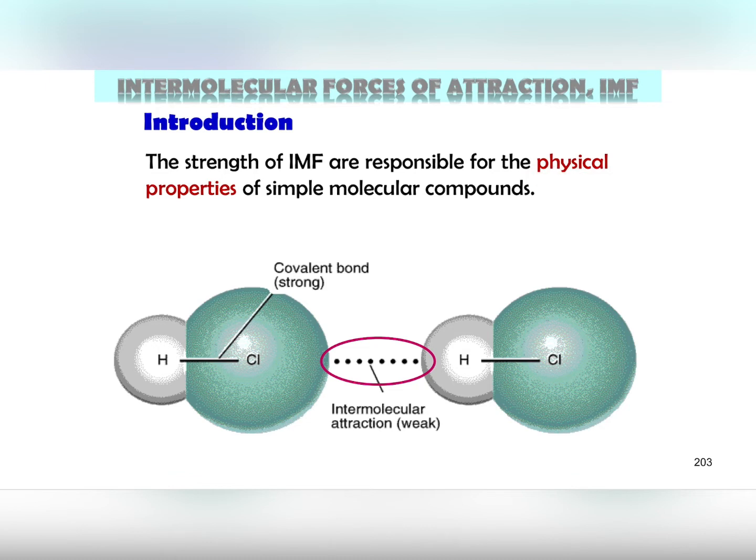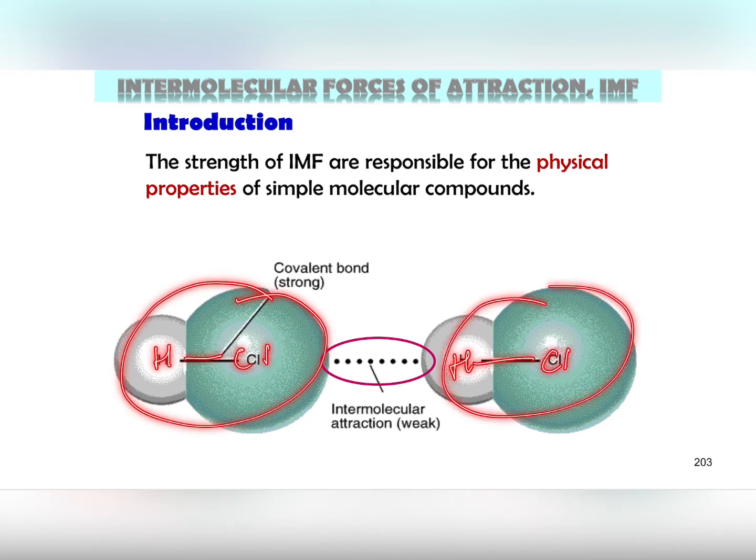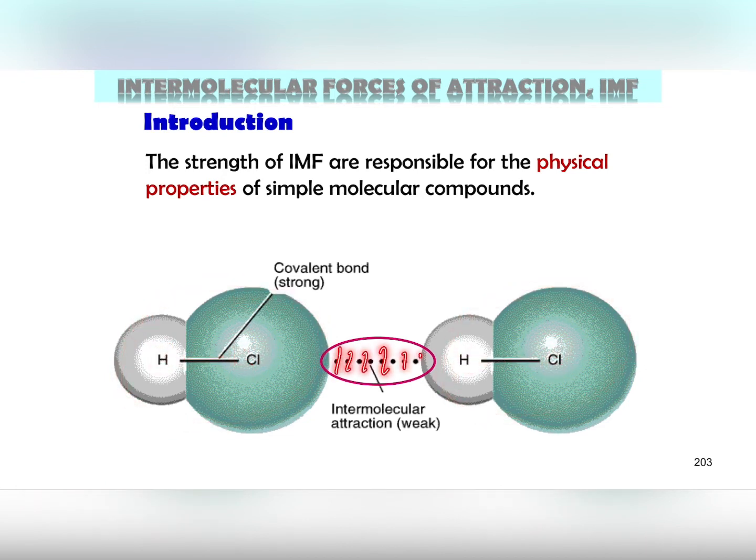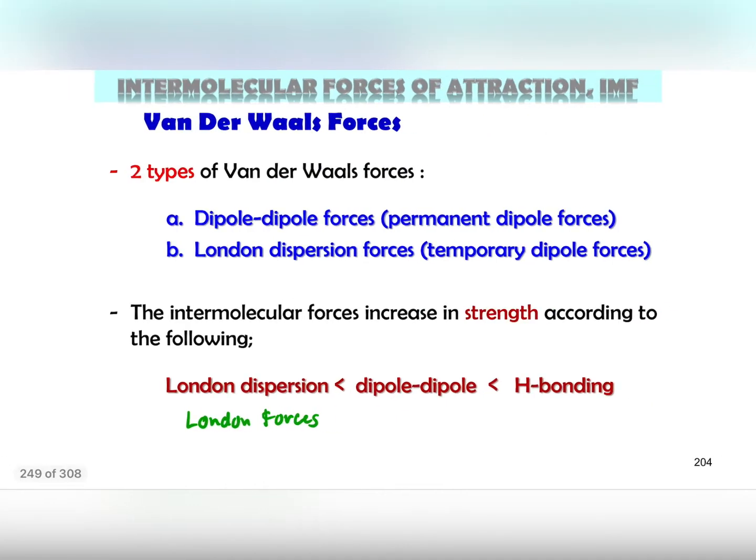Let's say kita ada kat sini contoh HCl. One molecule of HCl with another molecule of HCl. Dekat tengah-tengah ni between two molecules kita ada IMF, intermolecular forces of attraction. Covalent bond dalam satu molecule ni of course lah strong, but between molecules ni kita ada intermolecular forces. So intermolecular forces apa yang ada dekat sini? Right, so let's have a look at van der Waals forces.